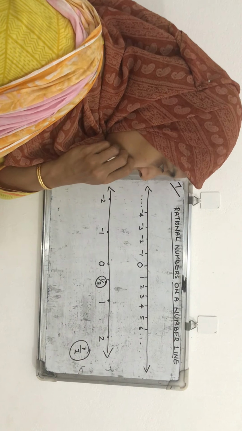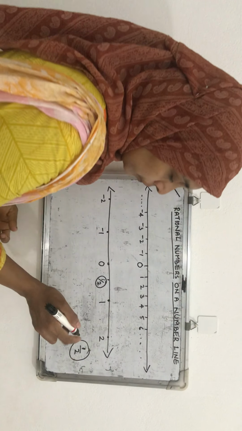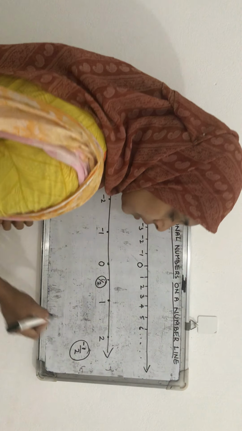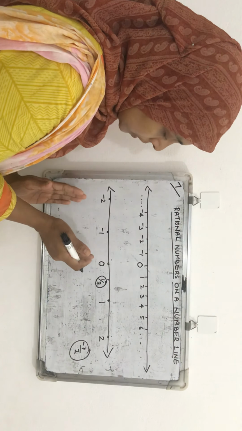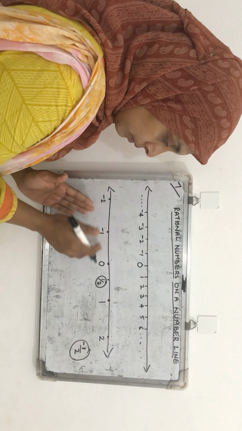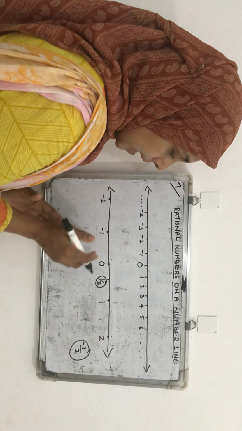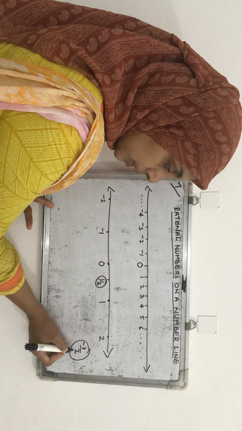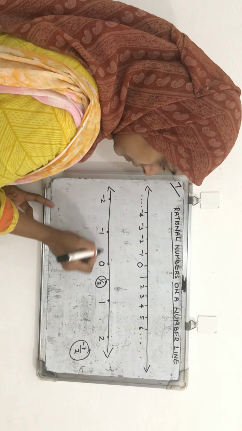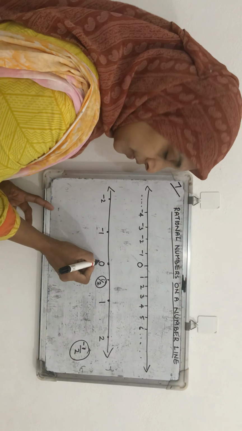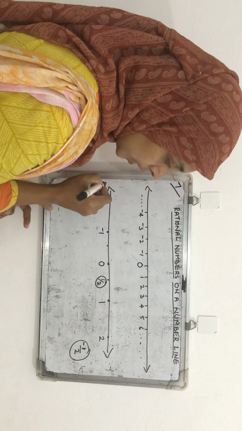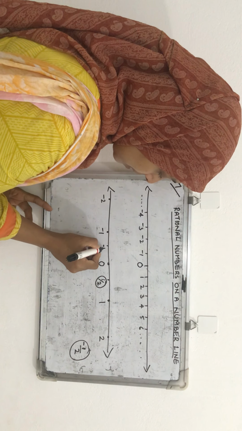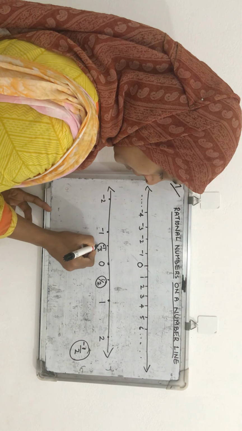Now suppose we want to represent -1 by 2 on a number line. We take the unit distance from 0 to -1, and here also the denominator is 2. So -1 by 2 lies in between 0 and -1. We divide that into 2 equal parts, and this will be -1 by 2.